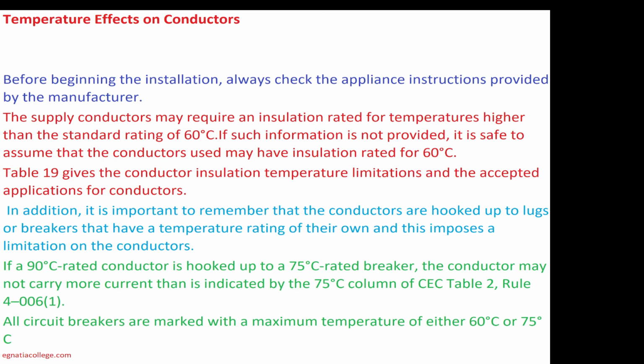In addition, it is important to remember that the conductors are hooked up to lugs or breakers that have a temperature rating of their own, and this imposes a limitation on the conductors. If a 90-degree C-rated conductor is hooked up to a 75-degree C-rated breaker, the conductor may not carry more current than is indicated by the 75 degrees Celsius column of CEC Table 2, Rule 4-006 (1). All circuit breakers are marked with a maximum temperature of either 60 degrees Celsius or 75 degrees Celsius.